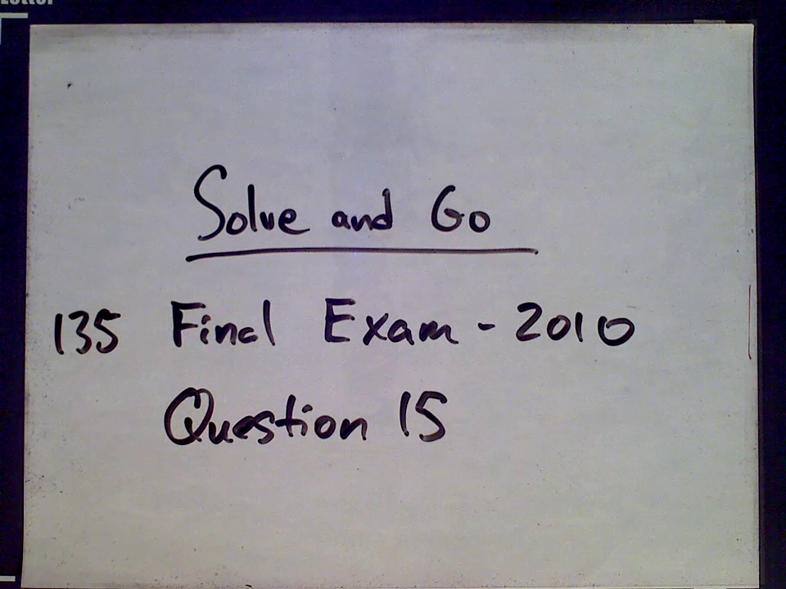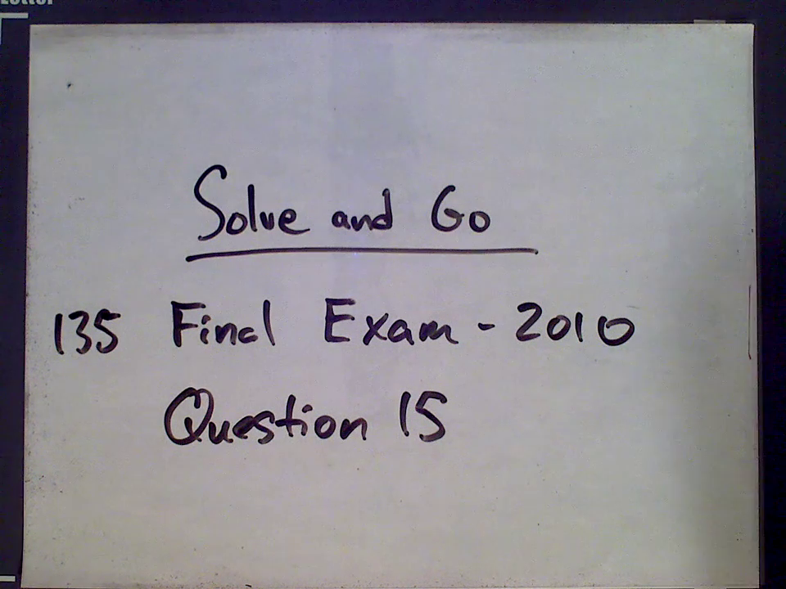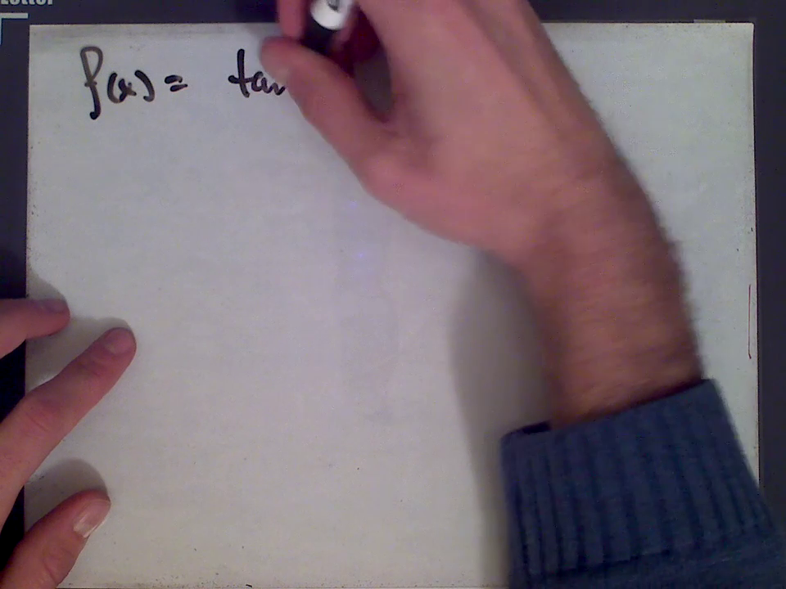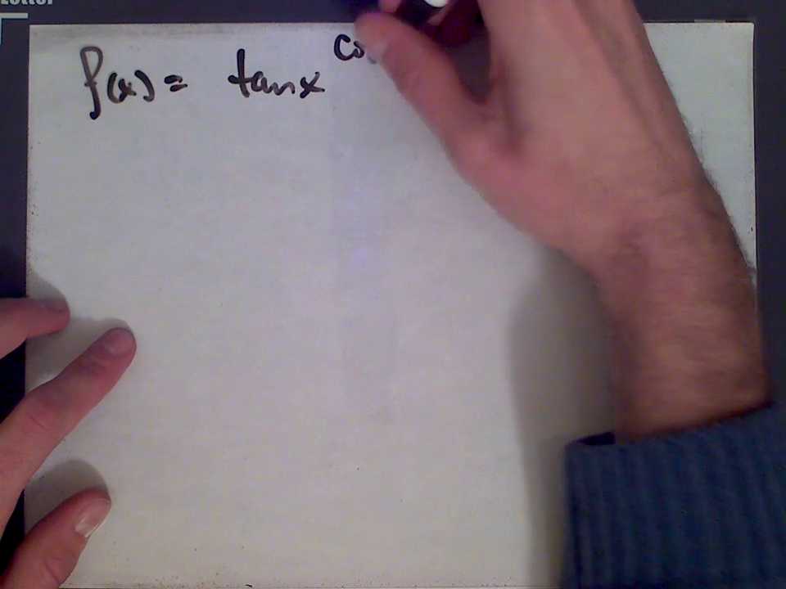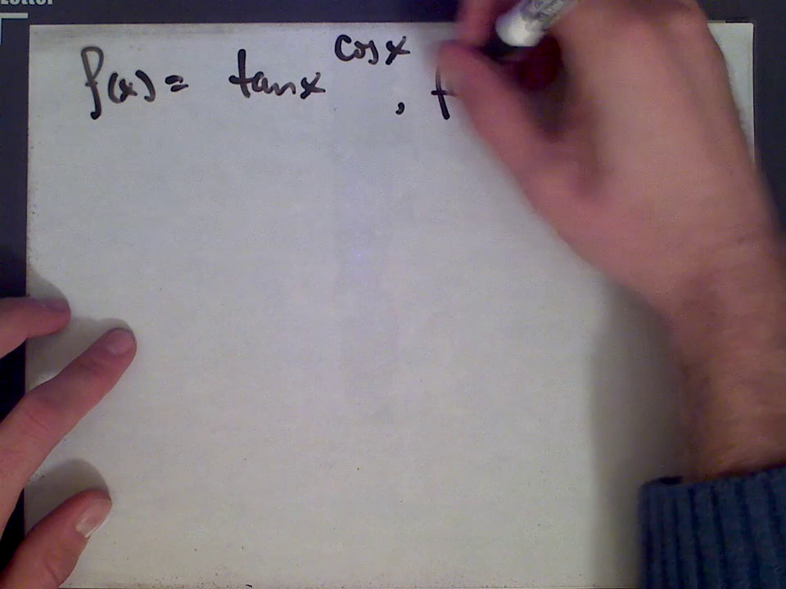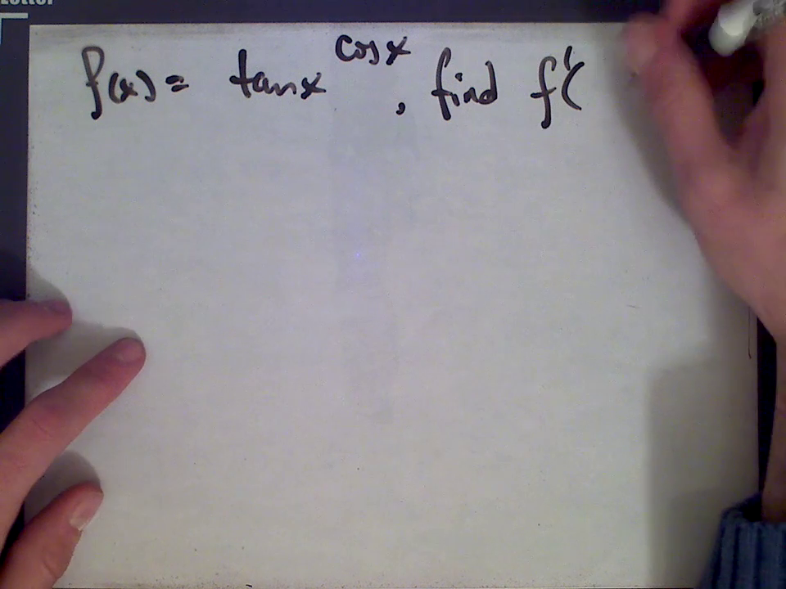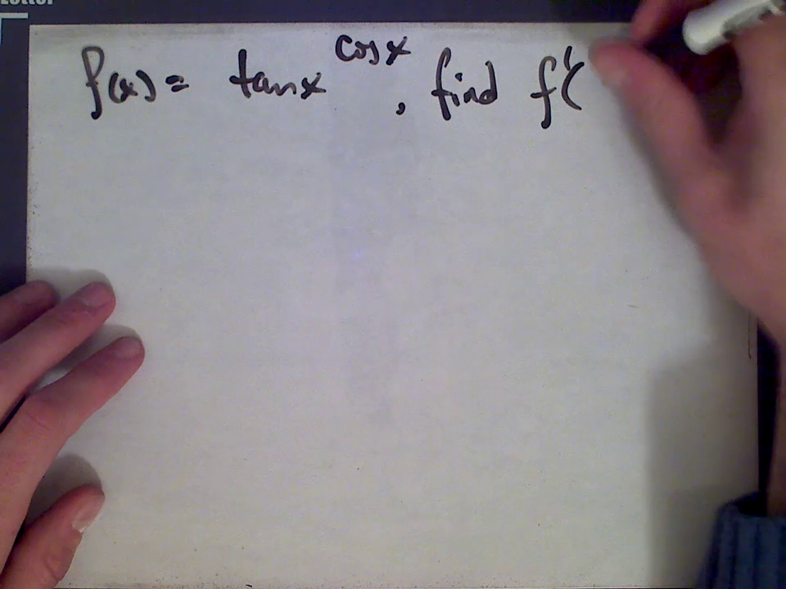This video is the next in a series of videos answering questions from the Math 1 through 5 final exam. This one uses logarithmic differentiation. This is question 15. We have that f of x is tan x to the power of cos x, and we're asked to find f prime at pi over 4.